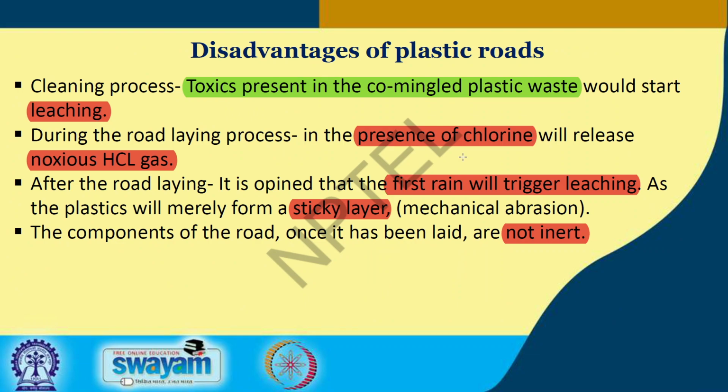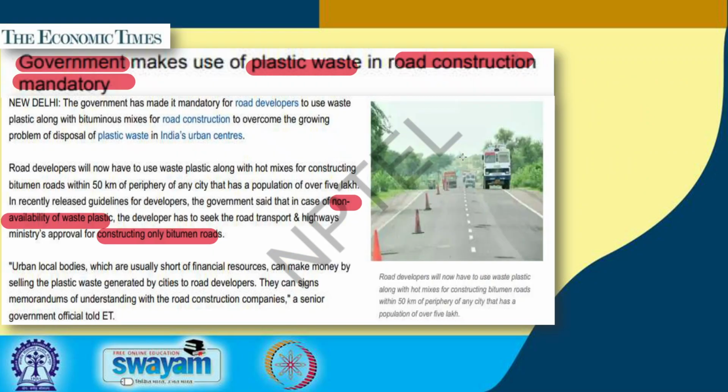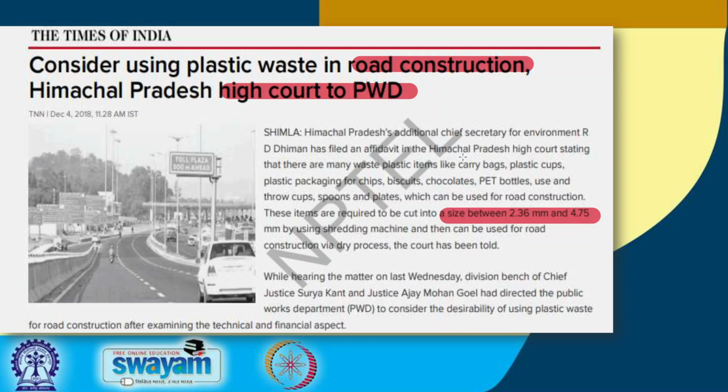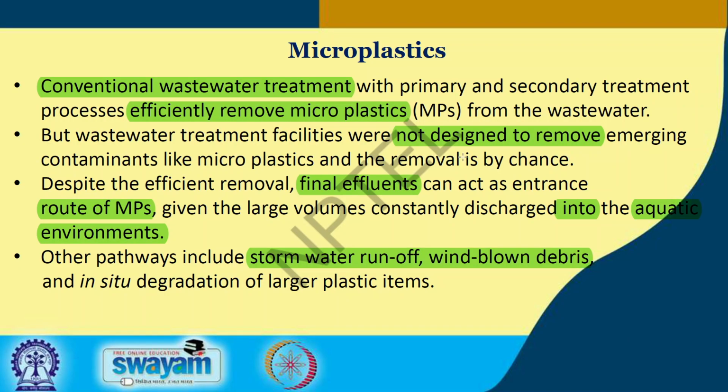But the disadvantages are that toxic elements may leach out after laying the roads, and due to the presence of chlorine at high temperature, toxic HCl gas may be released, and in the first rain after the laying, the road may be sticky. So these are some of the government projects, and the government mandates the use of plastic in road manufacturing. This is another court order considering plastic waste in road construction in Himachal Pradesh. Here comes the microplastic problem.